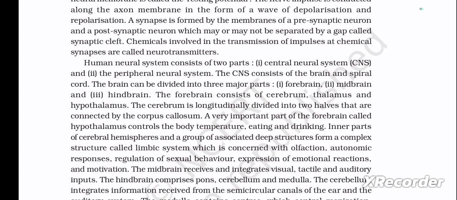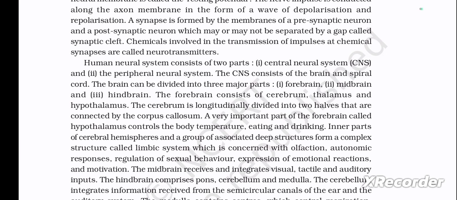The brain can be divided into three major parts: forebrain, midbrain and hindbrain. The forebrain consists of cerebrum, thalamus and hypothalamus. The cerebrum is longitudinally divided into two halves that are connected by the corpus callosum. The very important part of the forebrain called hypothalamus controls the body temperature, eating and drinking.